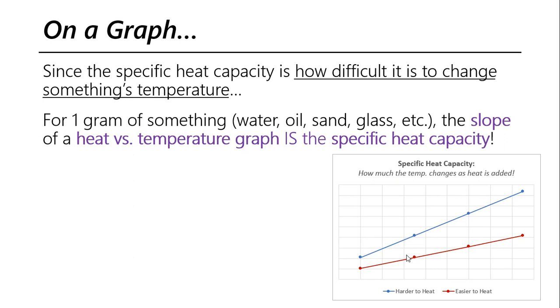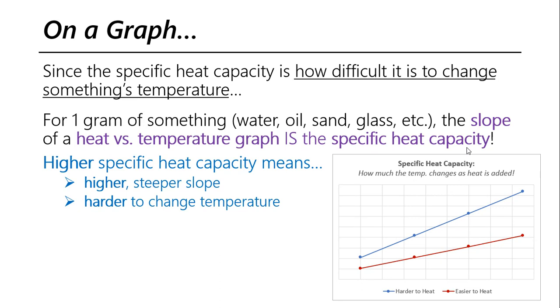When we do a graph like this, we're making an assumption that this is for 1 gram of something. That something could be water, oil, sand, glass, ceramic, graphite, hydrogen gas, doesn't really matter. As long as we're showing how much heat it takes on the y-axis to get a certain temperature change on the x-axis, our rise over run for 1 gram of that stuff is going to be the specific heat capacity. All right?